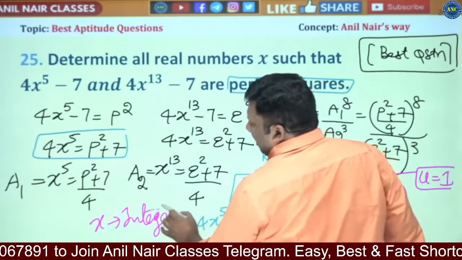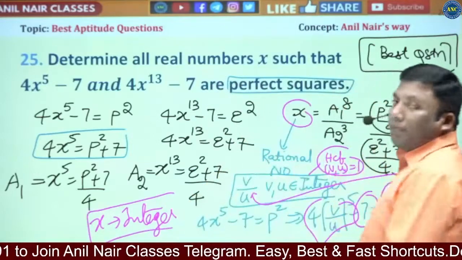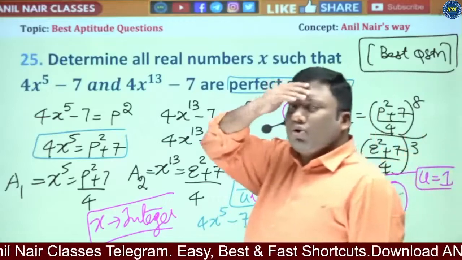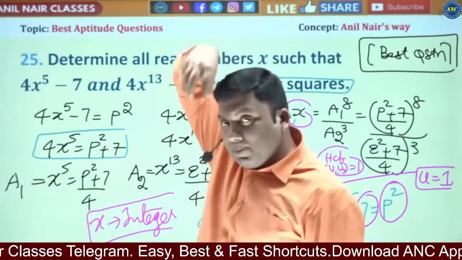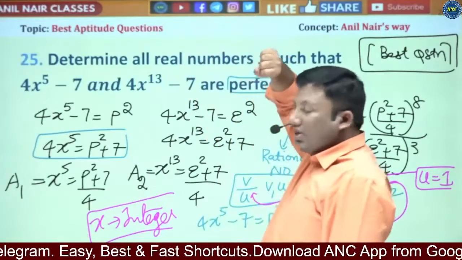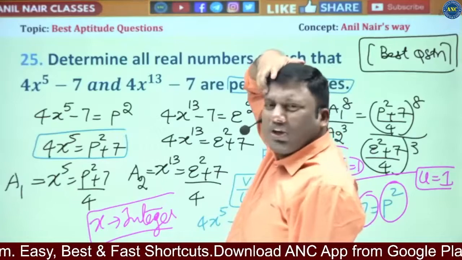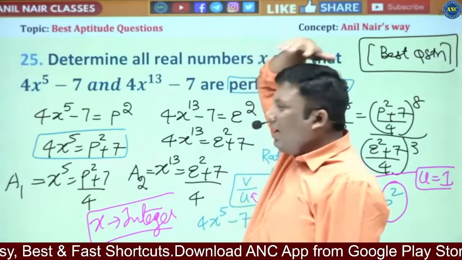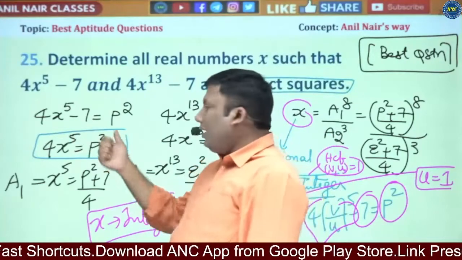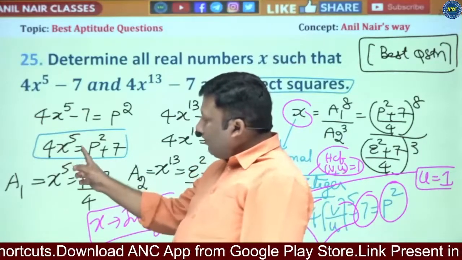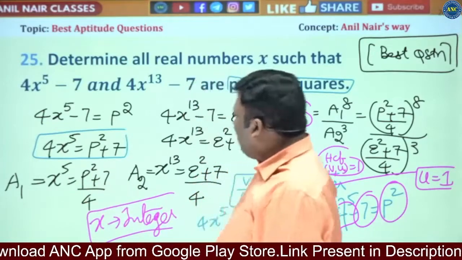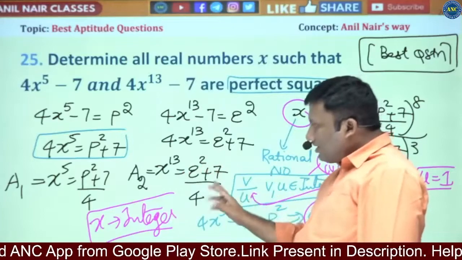The question asked is that x is a real number. First I proved that x is an integer. Is this concept clear? Beautiful question, sir. Amazing question, especially for the students who are very good in mathematics. You will love these kinds of questions because every question will make you think. It is not going to be a direct formula-driven question. 4x^5 minus 7 is p squared, so 4x^5 is p squared plus 7, and x^5 is (p squared plus 7) by 4; x^13 is (q squared plus 7) by 4.